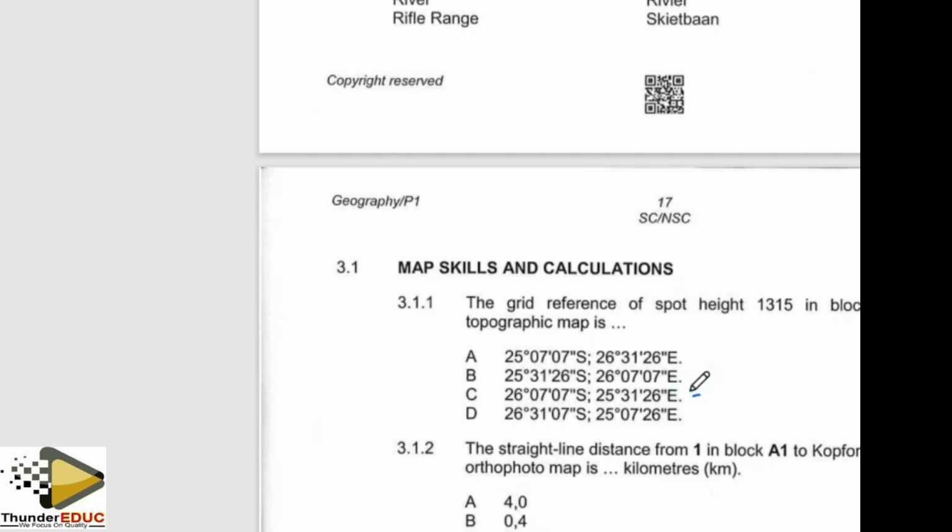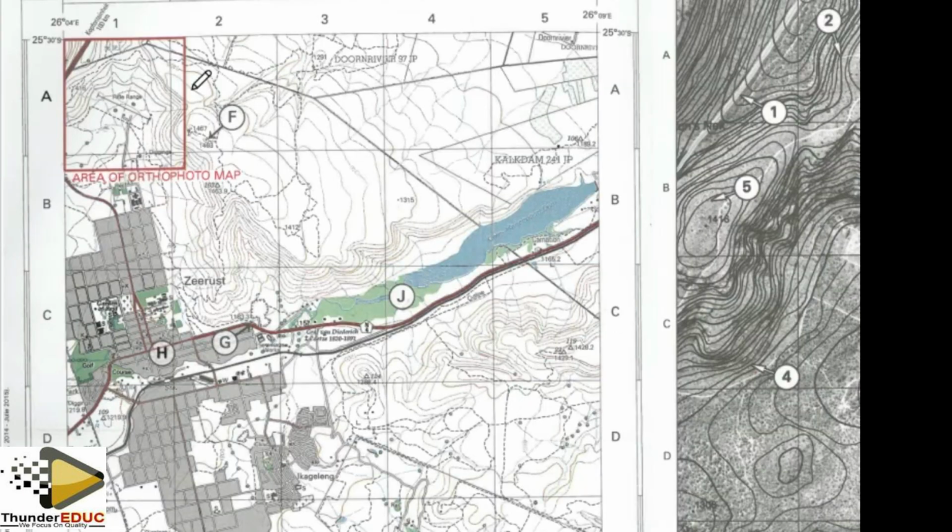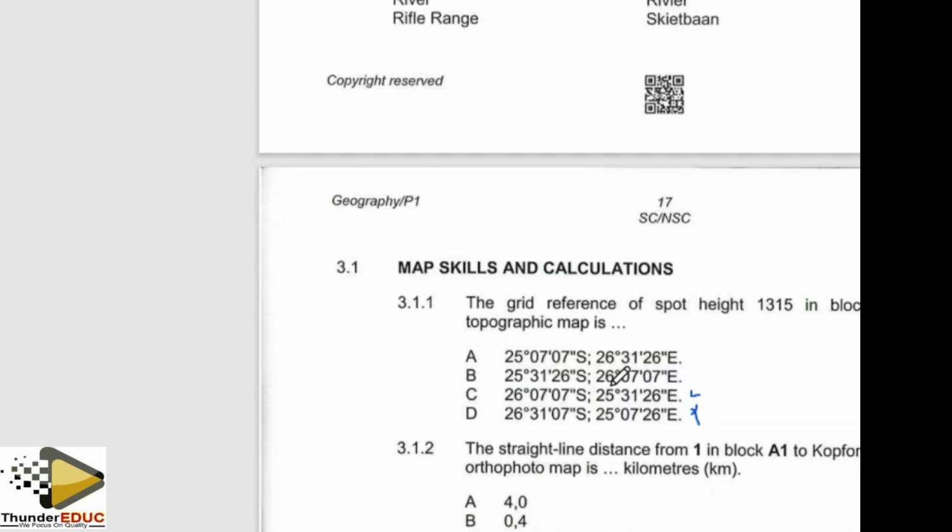So there is no way the 26 can be the latitude. Remember, we start with the latitude. Check here. The latitude is 25. So since it's 25, whatever has 26 on the first line is wrong. So these two are wrong.